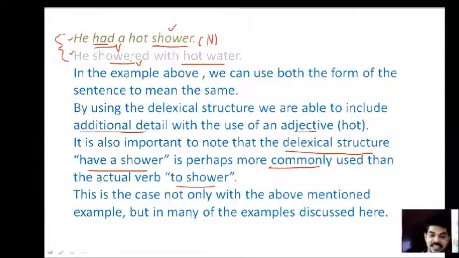Finally, this is the case not only with the above mentioned example, but in many of the examples discussed here. So this is our concept of delexical. Here had, this verb is not so much powerful, but its power is hidden in the noun shower, and the shower, the noun, can be well equipped with an adjective that is hot, and it's possible only with delexical verbs and not with lexical verbs.